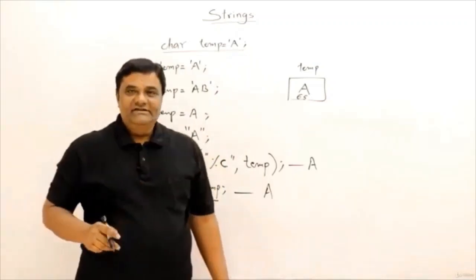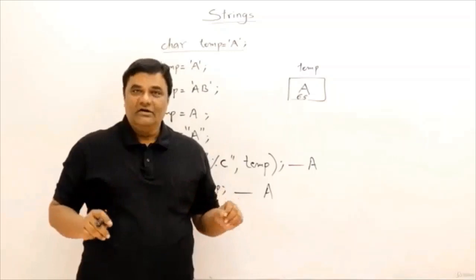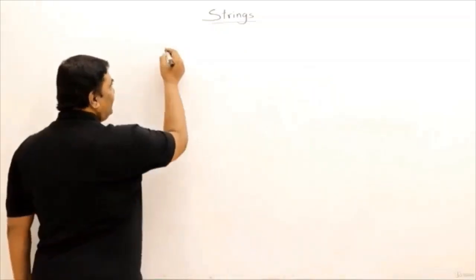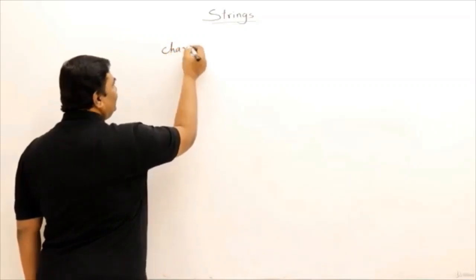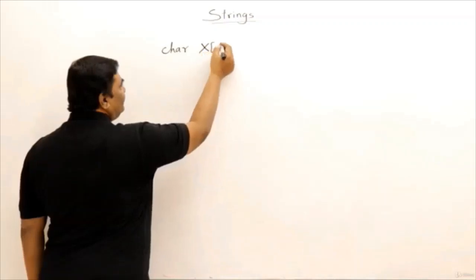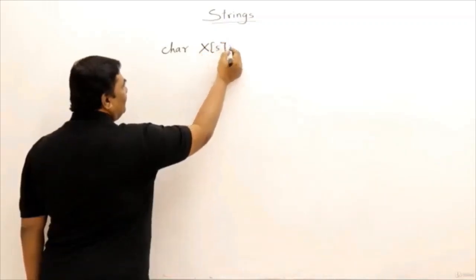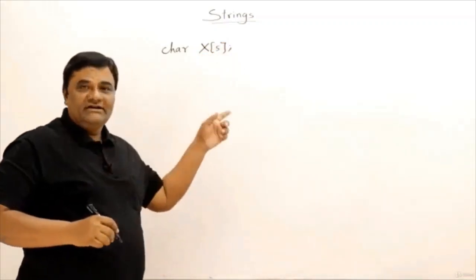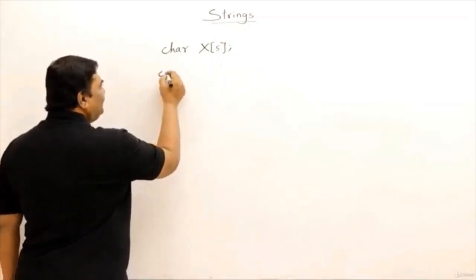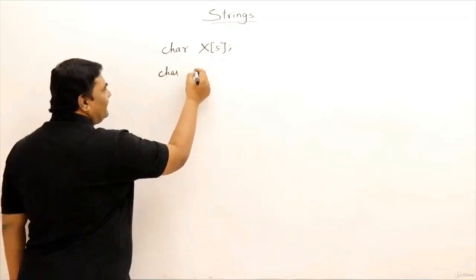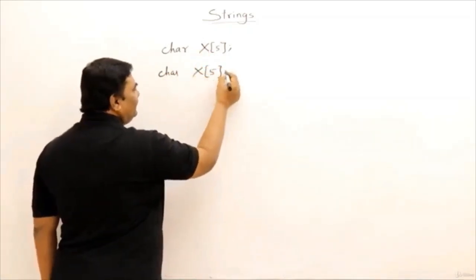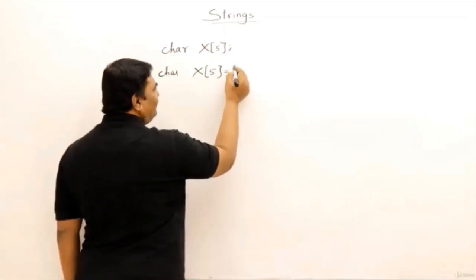Now next we will see what a character array is, and how I can create an array of characters. For creating an array of characters, just like any other array, I will take an array name X, and this is an array. Mention the size, so an array of size 5 characters will be created. Now, can I initialize this? Yes. I will take the same name X and size 5.